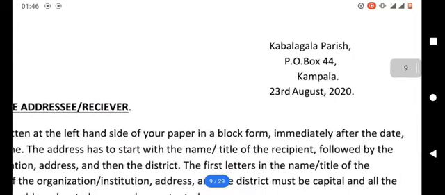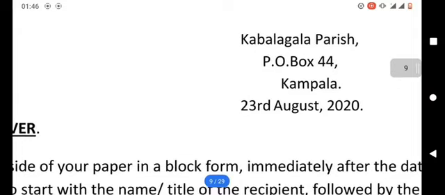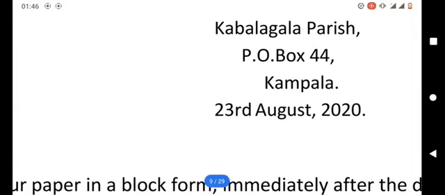For example, when you write your address, up next is the date. 23rd, I think you can see the RD ordinal is sitting on the same line with the digits.